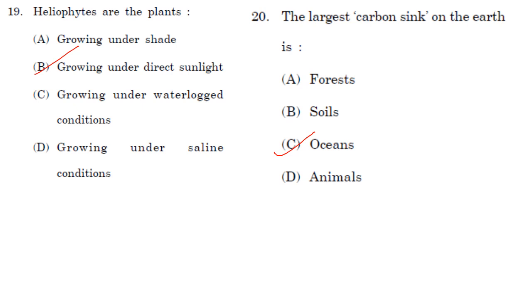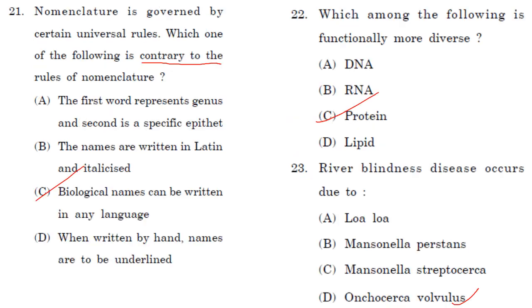Now what is carbon sink? Carbon sink is anything that absorbs more carbon from the atmosphere than it releases. Okay, it absorbs more carbon from the atmosphere than it releases. That is called as carbon sink. Now plants, oceans and soils are examples of carbon sink. So they have asked here the largest carbon sink on the earth is naturally the oceans. Answer is option C.